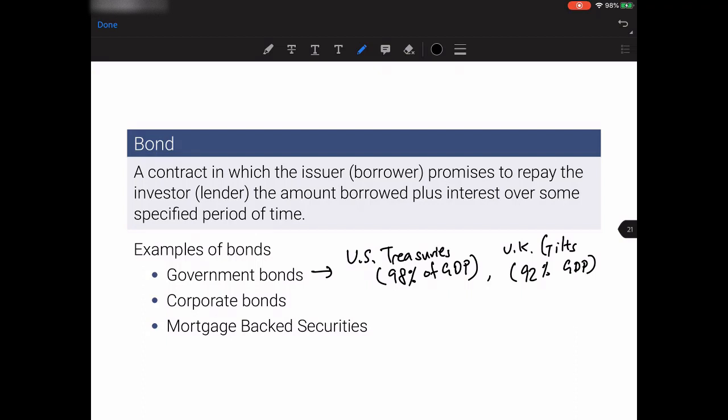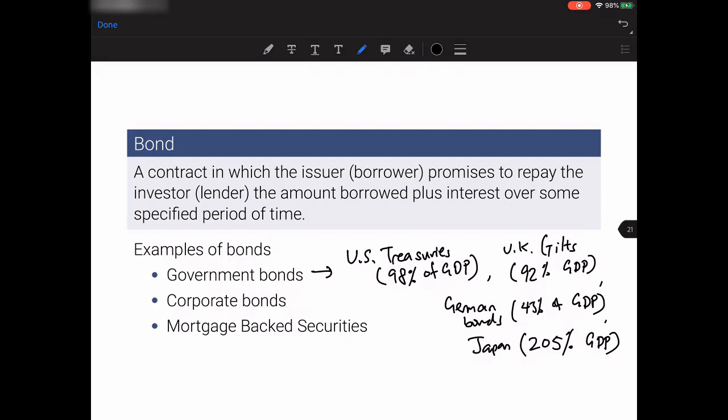Okay, Germany. So German bonds, they represent about 45% of their GDP. And lastly, let's talk about Japan, an Asian country. Their overall value of debt is 205% of GDP.